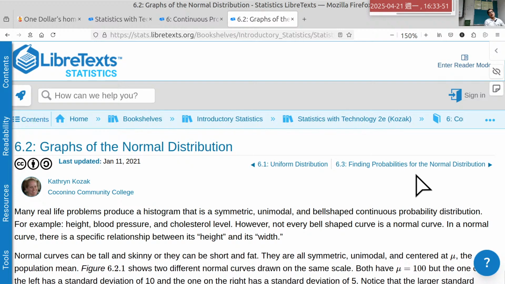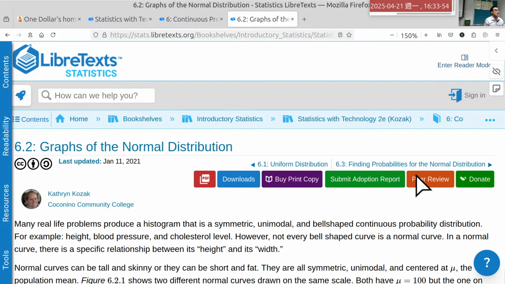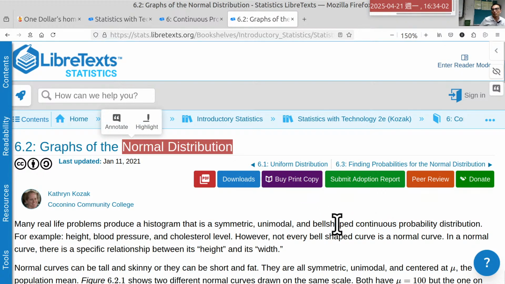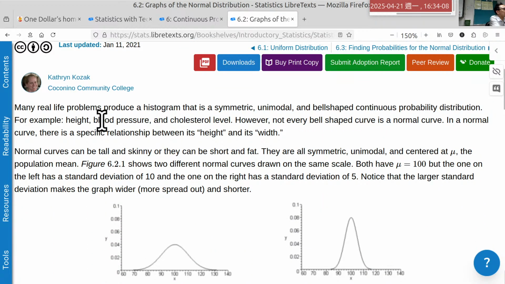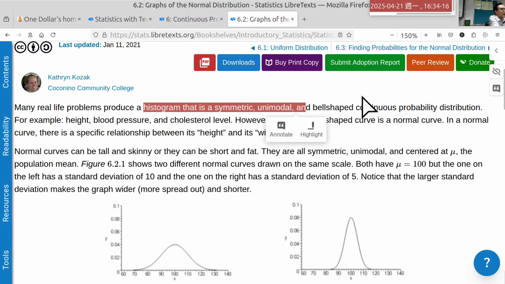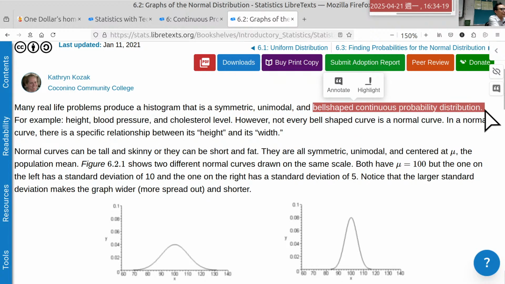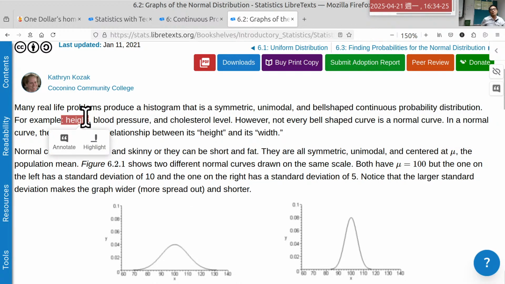Okay, I have to slow down here because we are entering the topic of normal distribution. That is super important. Many real-life problems produce a histogram that is a symmetric, unimodal, and bell-shaped continuous probability distribution. For example, height in a population, blood pressure, and cholesterol level.